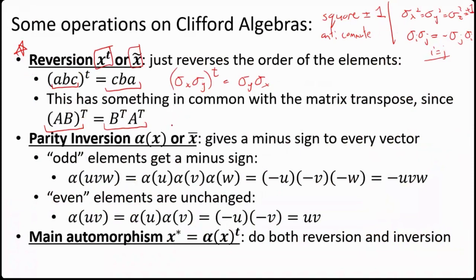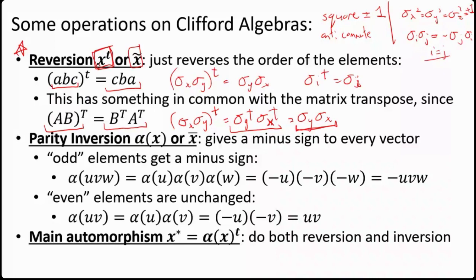I think, because sigma matrices are Hermitian, right, they equal their own Hermitian conjugate. If you Hermitian conjugate a product of them, you switch the order, but since they're equal to their own daggers, you basically just switch the order. So the equivalent of reversion in a Clifford algebra, if we're dealing with matrices, is like a dagger operation. It's like a transpose conjugate.